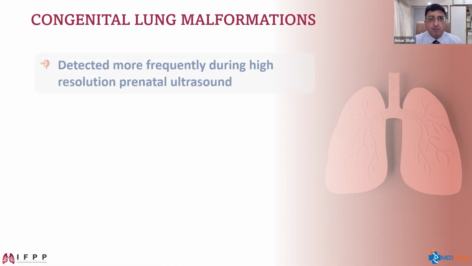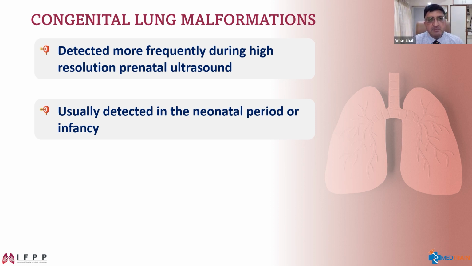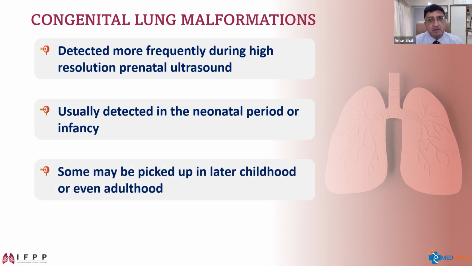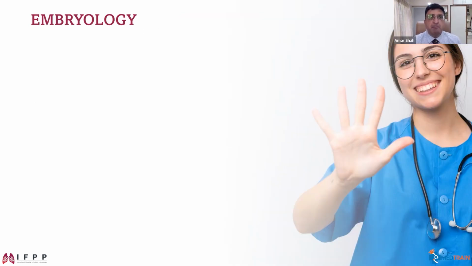Congenital malformations in the lung are detected more frequently during high-resolution prenatal ultrasounds. Nowadays, we get lots of parents who come with antenatally detected problems in their child's lungs. When this is missed, they usually get detected in the neonatal period or in infancy. However, some lung malformations may also be picked up in later childhood or even in adulthood, and the diagnosis may sometimes be confusing. So let's come to the embryology.